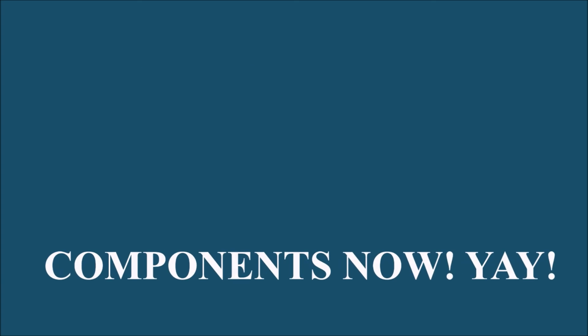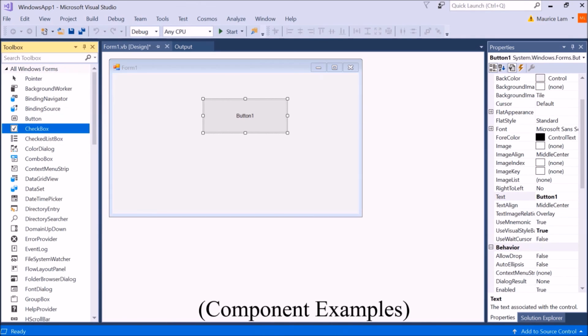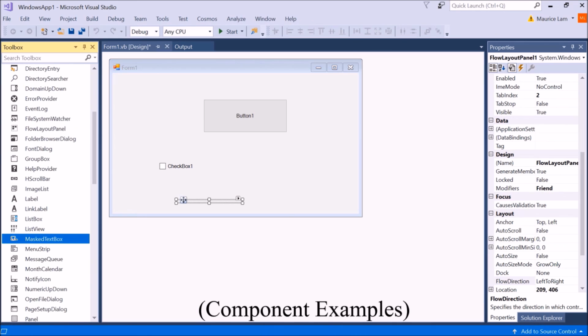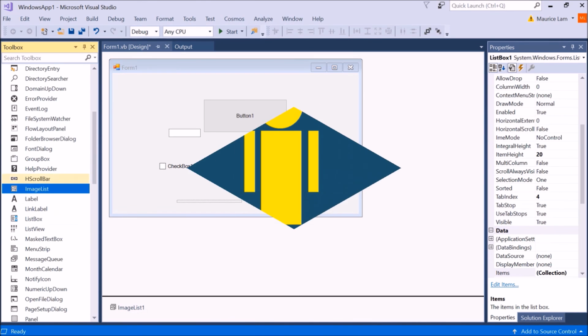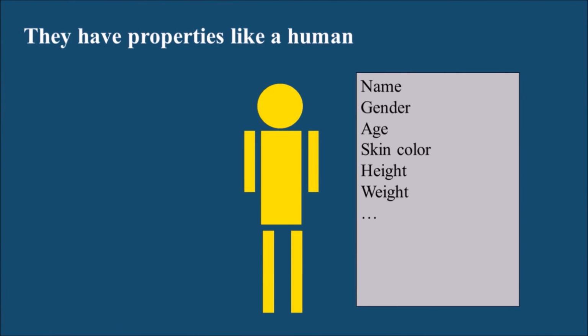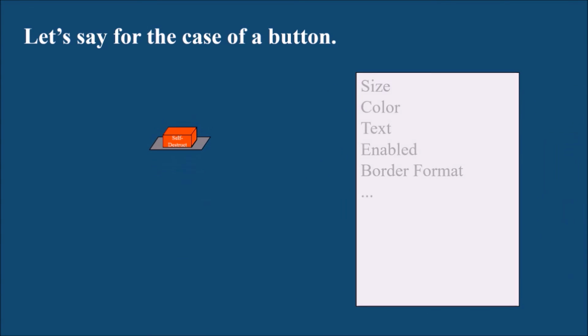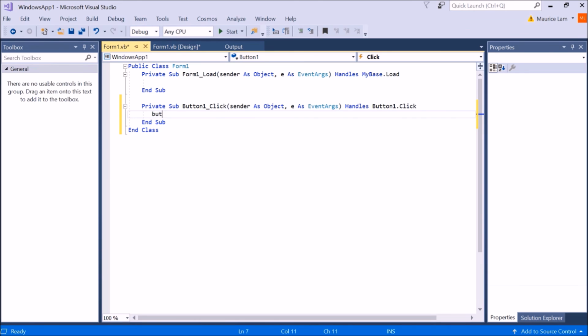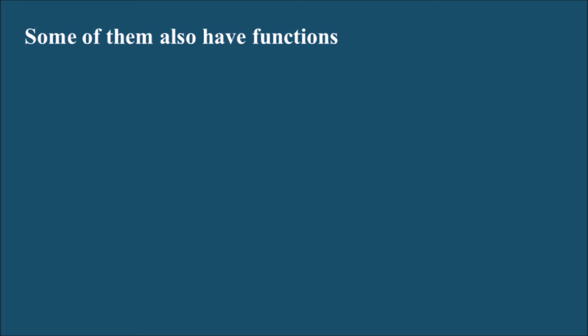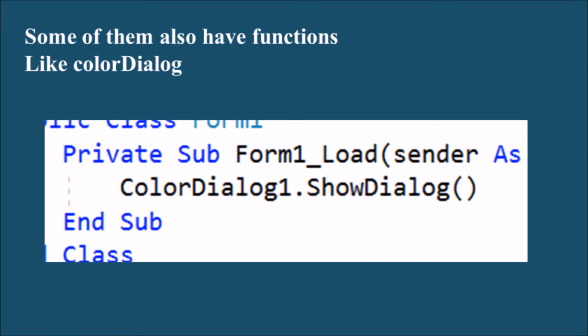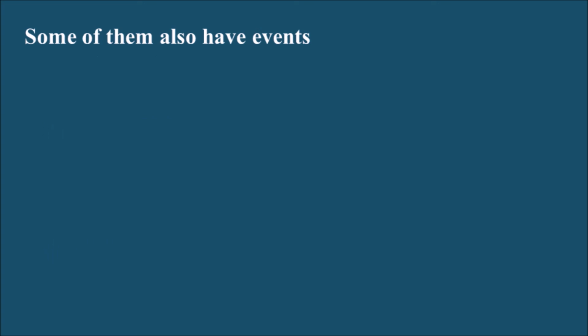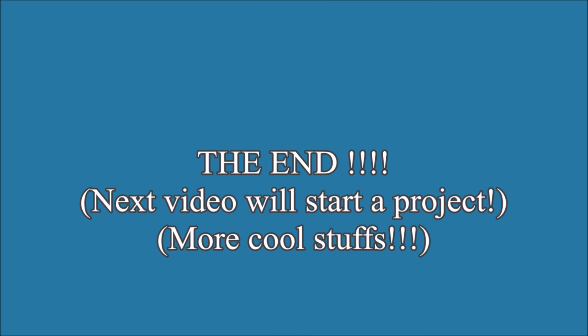Components now. Yay. They have properties like a person, like height or something. Now let's say for a button, it's the same. You can also change the properties of it, like this, or you can preset it here. Some of them also have functions, like color dialog. Some of them also have events. Here's the basic concepts. The end.